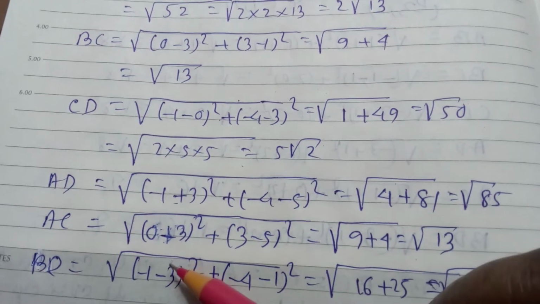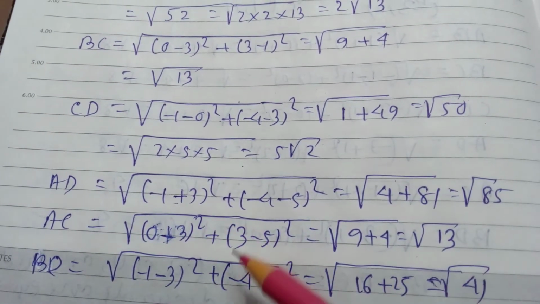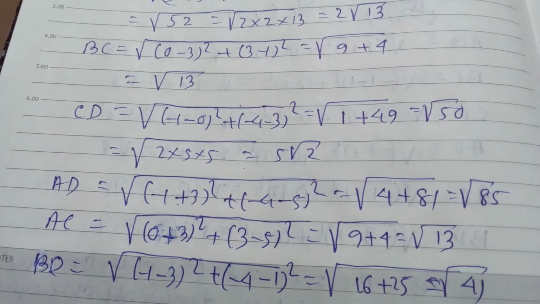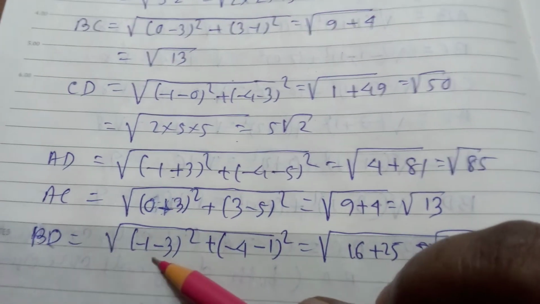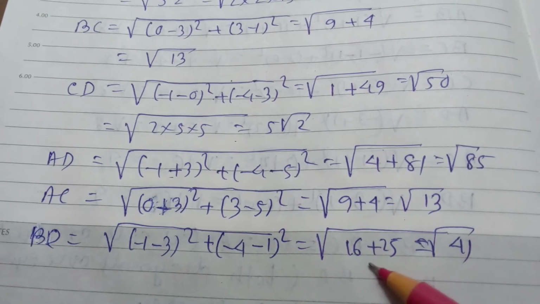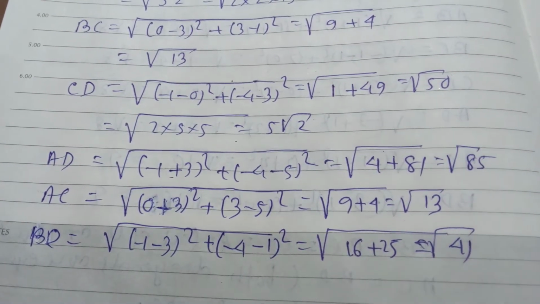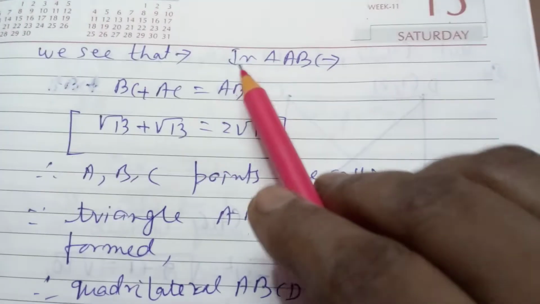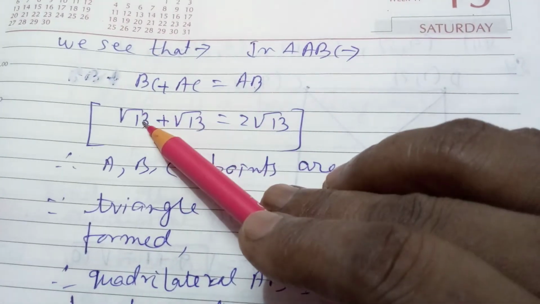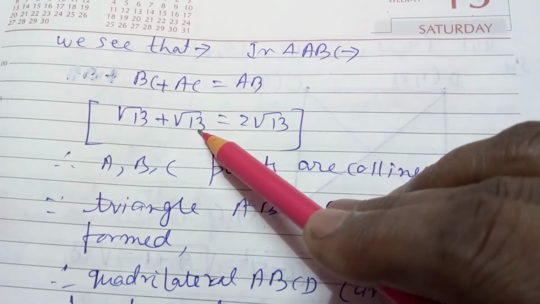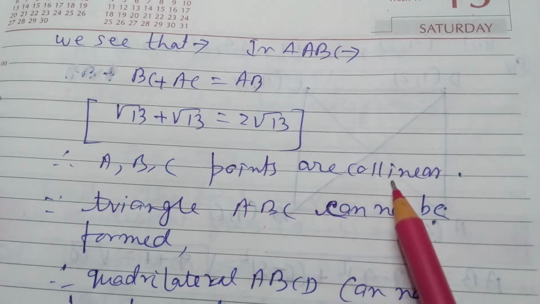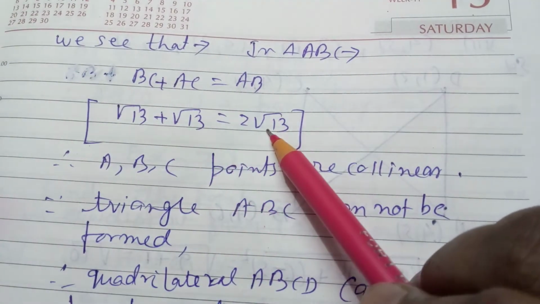And AC equal to 0 plus 3 square plus 3 minus 5 square equal to 9 plus 4, 13. And BD equal to minus 1 minus 3 square plus minus 4 minus 1 square, that is 16 plus 25, root 41. Now here we see that in triangle ABC, BC plus AC equal to AB. BC is root 13, this value we have got, AC also root 13 and AB 2 root 13. So ABC points are collinear because the sum of the two sides is equal to the third side.